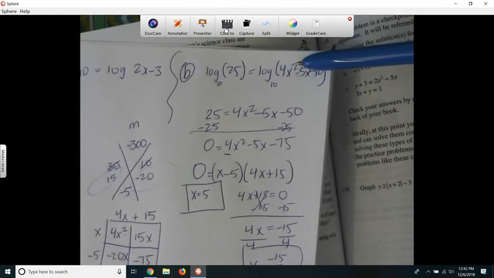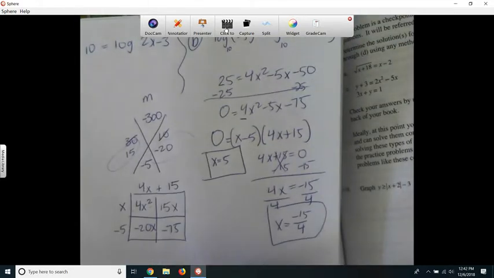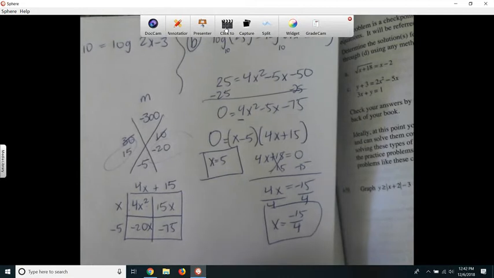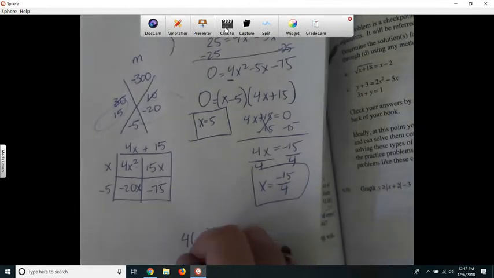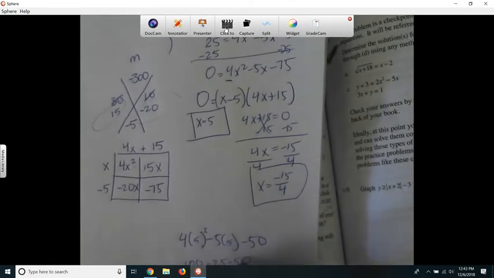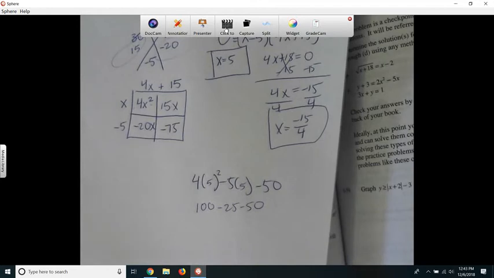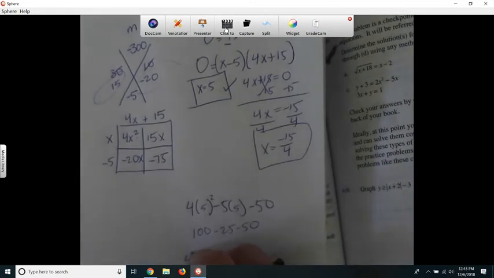4 times, that would be 25 if I go 5 squared. 4 times 25, that's 100 minus, oh, I better just do this here. I don't want to mess it up. I want to plug in my two answers here to make sure that I don't make anything negative. So if I plug in my 5, that gives me 100, I think, minus 5 times 5 is 25. Does this give me a nice positive answer? Yes, so I've checked it. This one's going to work out for me as a solution.